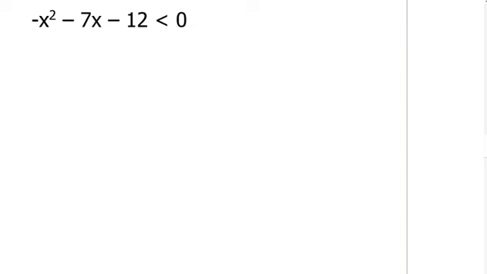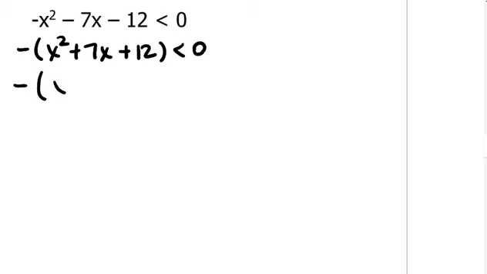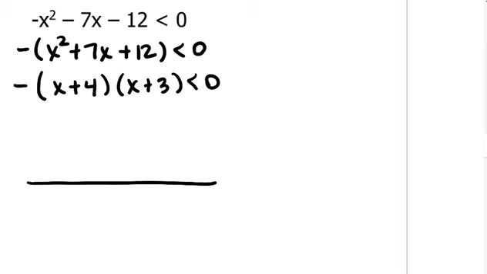And I kind of like that because if you just factor it out, you don't have to worry about reversing the direction of the inequality because you divided both sides by a negative. So I'm just going to factor out a negative from here. Say x squared plus 7x plus 12 is less than 0. Then I'm going to factor. This is definitely factorable. This is x plus 4 times x plus 3. And I know this is going to have zeros at -4 and -3.